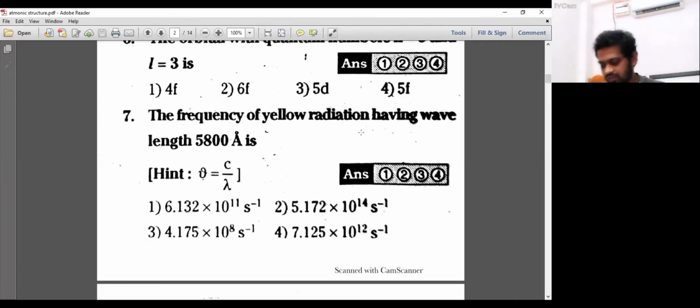Next question, and in the question he is asking the frequency. The frequency value is, we got 5.17 into 10 to the power of 14 second inverse. So option second is the correct option. Second one is the correct option. And the next question, eighth question.